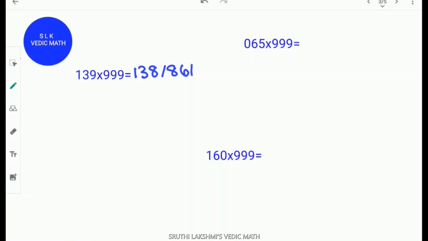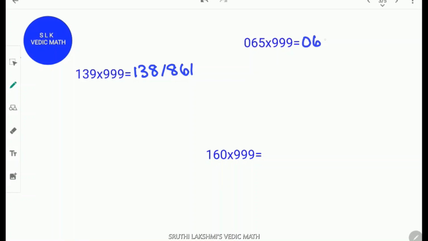Let's use 65 times 99 as our example. We write 65 as 065 to make it a 3-digit number. Write down the number 1 less than 65. The number 1 less than 65 is 64. Write it down as 064. Next, put a slash. 0 plus what equals 9? 0 plus 9 equals 9.